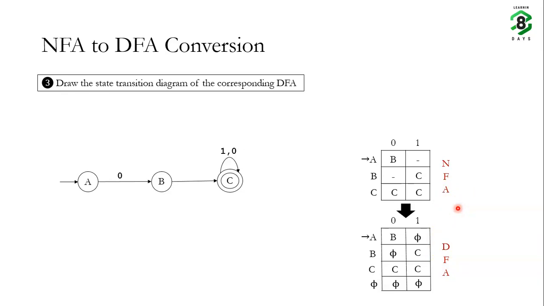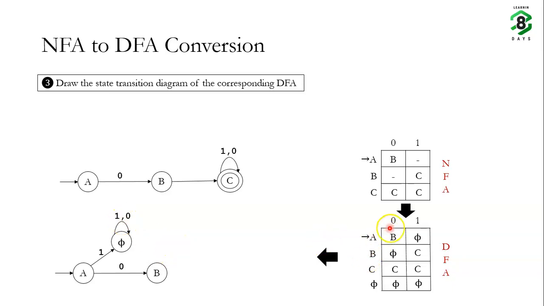In the next step, we draw the state transition diagram of the corresponding DFA. So we start from the initial state A. On state A, if we receive input 0, we go to state B. And on state A, if we receive input 1, we go to the trap state phi. Since phi is a trap state, once we enter this state, we will always remain in this state. So there will be a loop on phi with input 0 or with input 1.